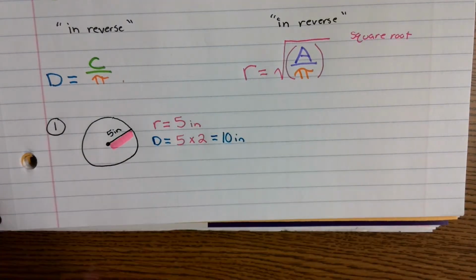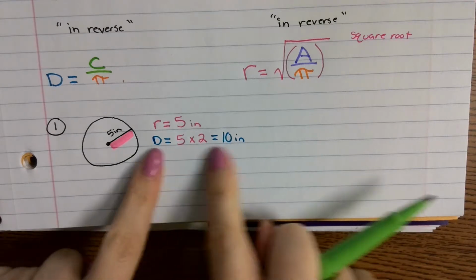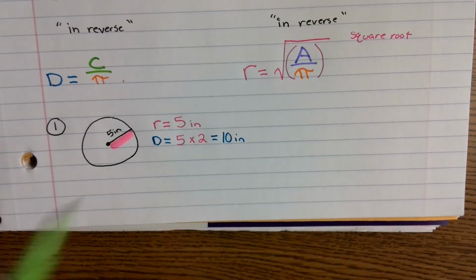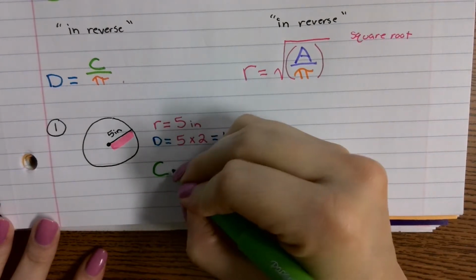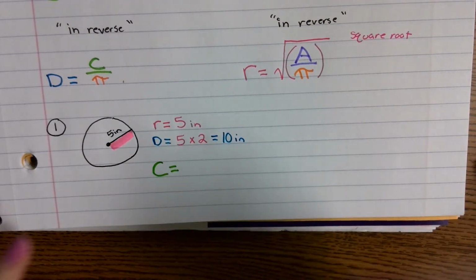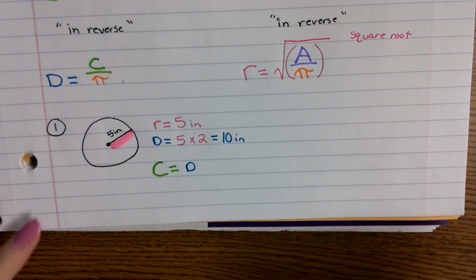And now that I know both of those, I could solve for circumference or area, no matter what it's asking. If it wants circumference, I know how to solve it. If it wants area, I know how to solve it. So here, let's say that we wanted circumference. So remember, the circumference formula is diameter times pi.